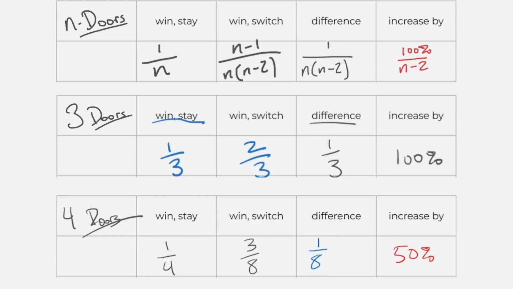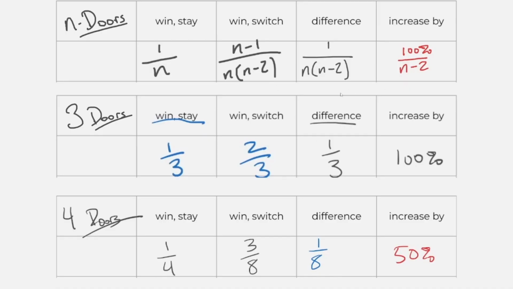Great. Okay, let's think about our increase by 100% over n minus 2. For 3 minus 2, that's just 100% over 1, so we get that 100%. 100% over 4 minus 2 is just 2 on the bottom, so 100% divided by 2 is 50%. Great. So we've double checked that our n doors formula works with 3 and 4. I think a good exercise would be to just pick a number from like 5 to 10, plug it in, and see what those numbers get.